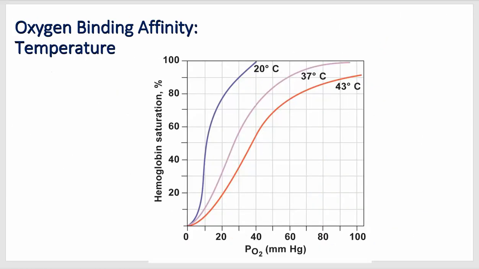There are some other things that also change affinity. Temperature. Remember, when the curve moves to the right, that means lower affinity, so it doesn't bind as tightly. So at higher temperature, the oxygen-hemoglobin connection is also lower.